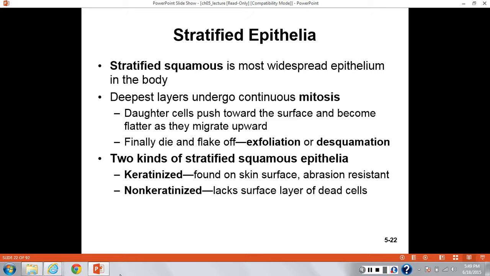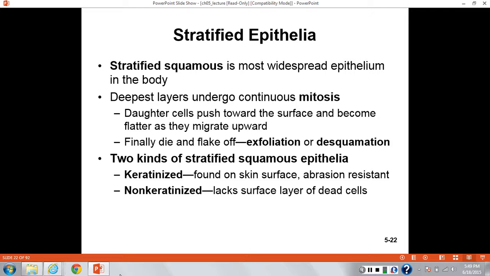Again, they make up some of the deep layers. We have keratinized tissue and non-keratinized tissue. What's the difference? Where do we find keratinized tissue? And what is the role of keratinized tissue? How does it protect you?